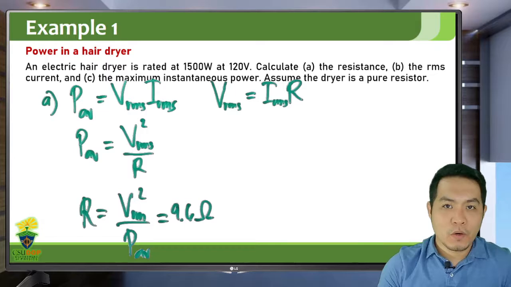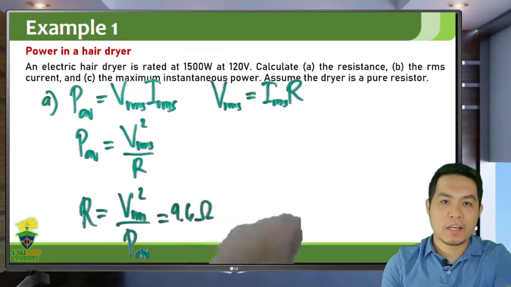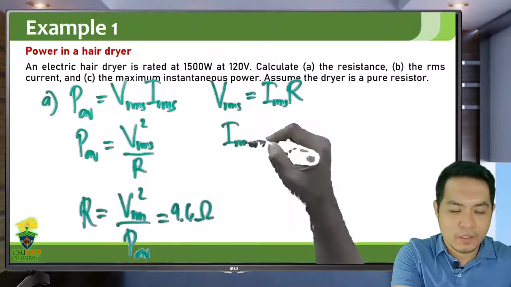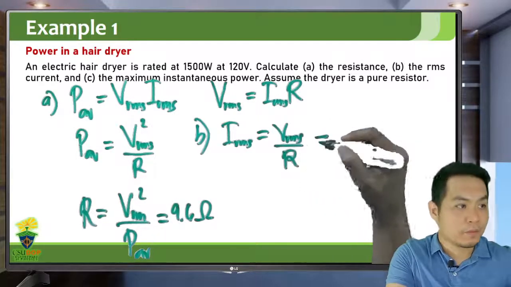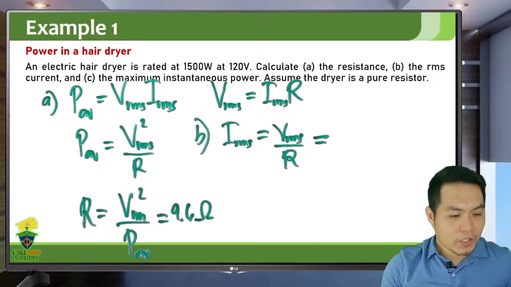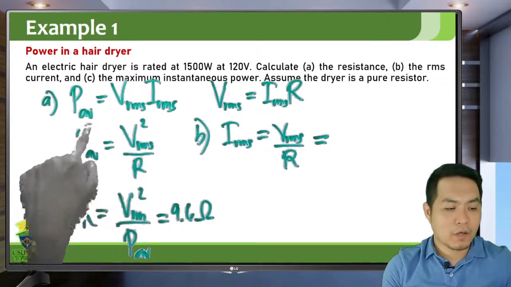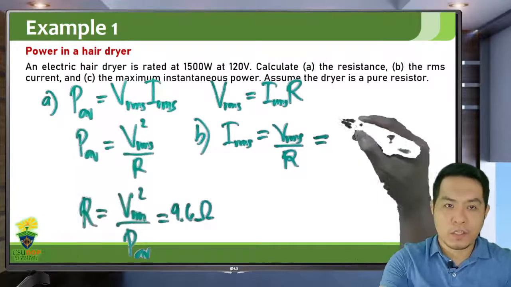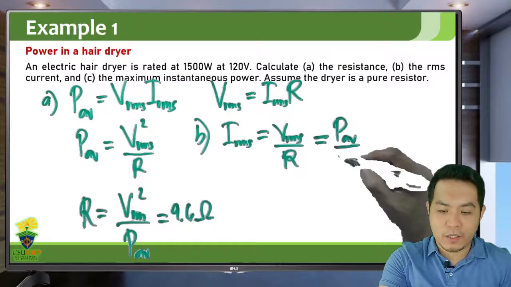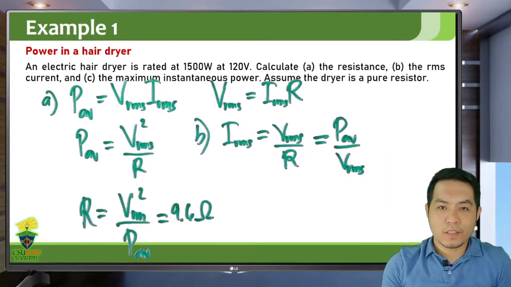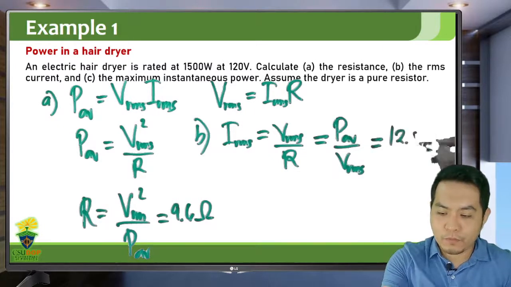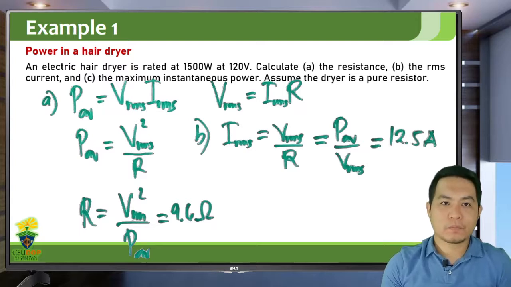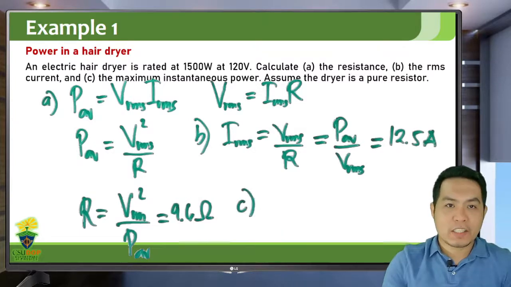Now for letter B, what is the RMS current? I_RMS is just V_RMS over R. But you can also use the average power over V_RMS. These two equations will give you the same result, a value of 12.5 amperes.